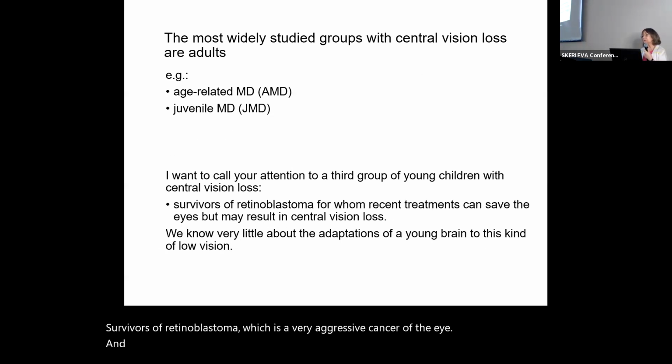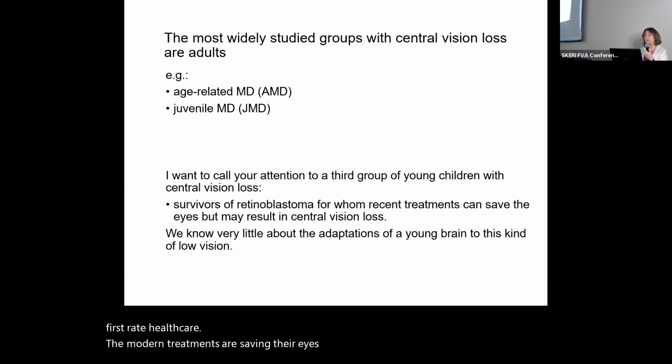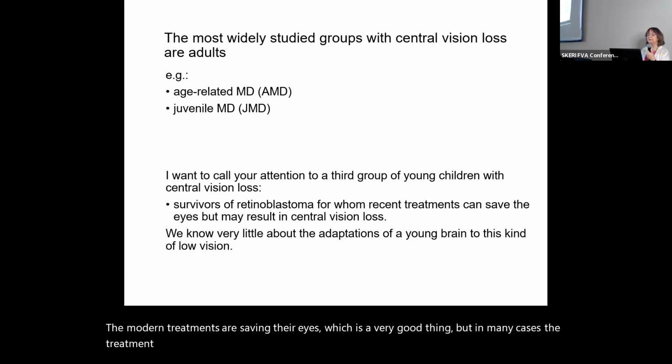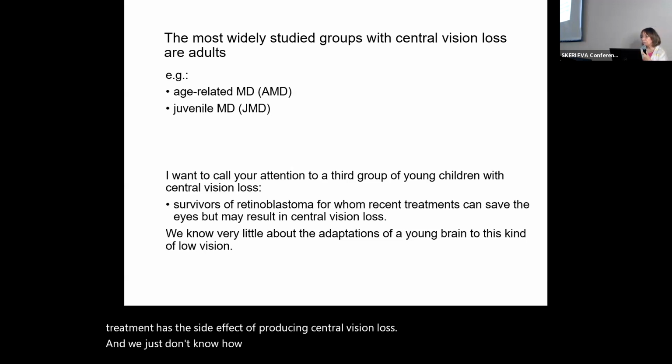And for those children who are lucky enough to live in big urban areas with large hospitals and first-rate healthcare, the modern treatments are saving their eyes, which is a very good thing. But in many cases, the treatment has the side effect of producing central vision loss. And we just don't know how such a young brain adapts to low vision.